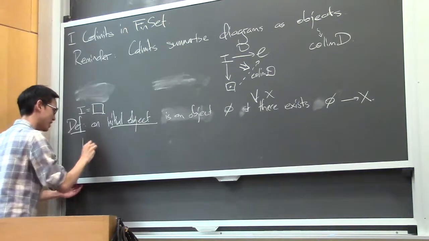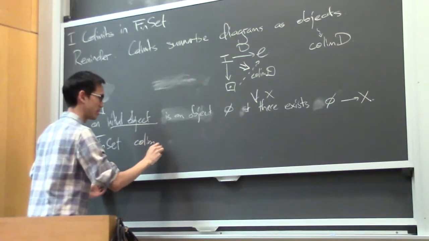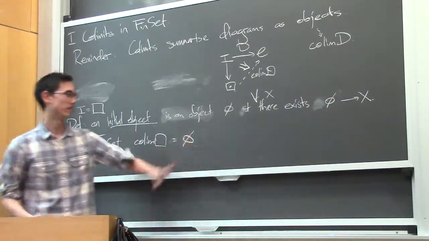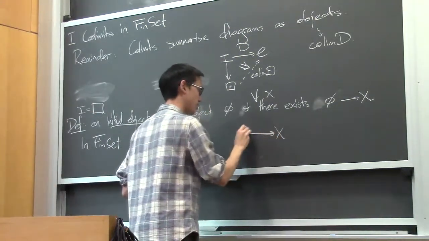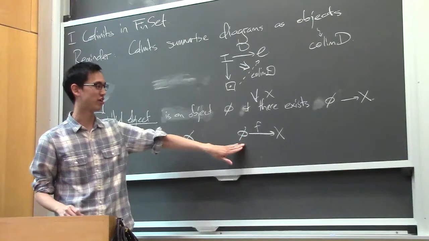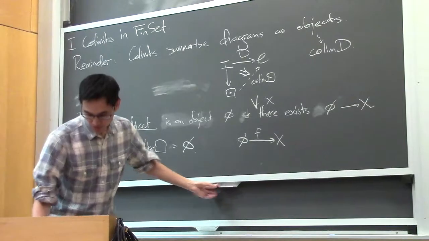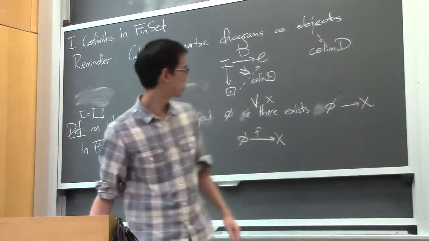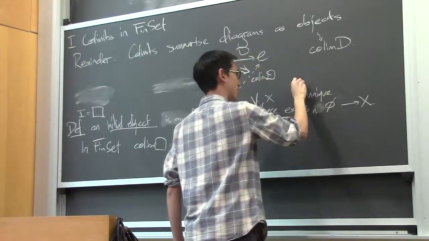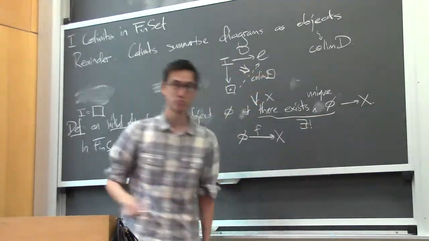So unique. In particular, in the category of finite sets, the colimit of this empty diagram is actually the empty set. Given any other set x, there's a unique function from the empty set to x. What is a function? It says for every element of the empty set, pick an element of x, but there are no elements, so there's only one way to do that. Would you mind writing unique after your word exists? There exists, thanks. So this phrase will use this symbol, there exists unique.